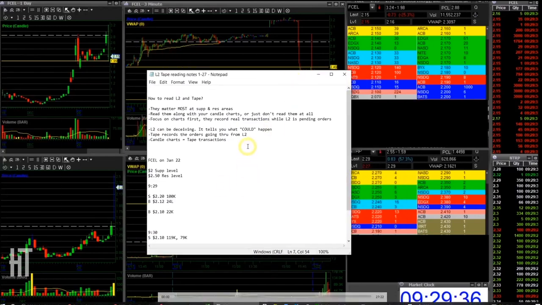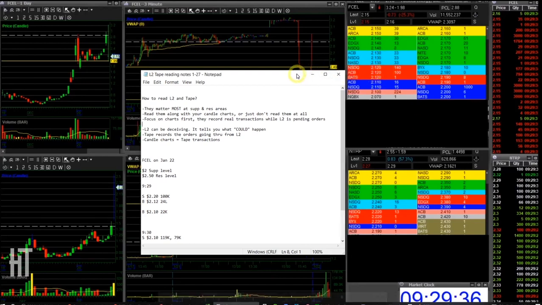Okay, a candlestick is basically just a visual representation of the tape, right? The tape records all the transactions, the buying and selling on the uptick or downtick. The chart just shows you exactly what the tape is recording. L2 is the pending orders, the orders that haven't been filled yet.